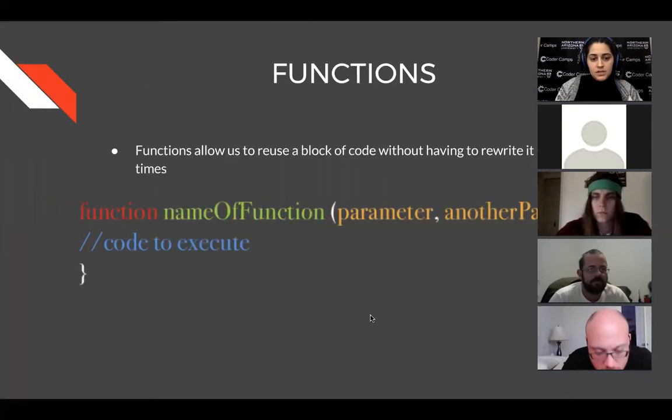All right. So functions. Functions allow us to reuse a block of code without having to rewrite it multiple times. So the construction of a function is function, just like you do var for variable, the name of the function, and then in parentheses, you'll have parameters. So it'll be different information that you need in order to get the function to work. You can have 1 parameter, 0 parameters, 5 parameters, whatever you need in order to get your function to work. And then in curly brackets, you'll have the code that you're executing within your function.